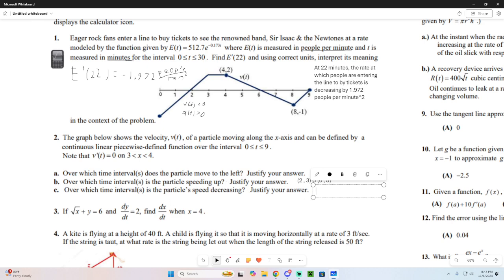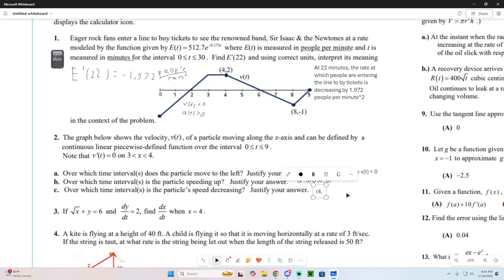We can just say from 4 to 6, because from 4 to 6, it has different signs. From 1 to 2, it has different signs. And then from 8 to 9, it has different signs. So we're going to go ahead and say the speed is decreasing from 4 to 6.